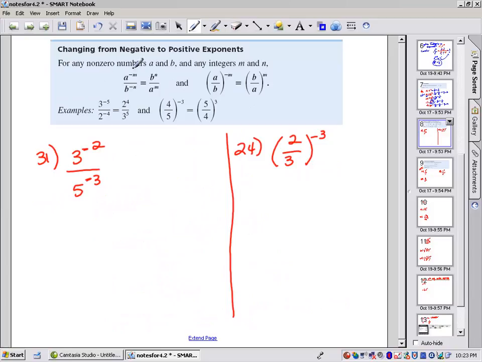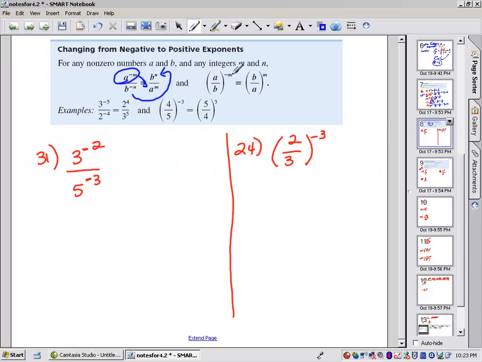Here's changing from negative to positive exponents. The rule is, for any non-zero numbers a and b, and any integers m and n, if you have a to the negative m over b to the negative n, you get b to the n over a to the m. Notice what happens. The a to the negative m goes to the denominator to become a positive power. The b to the negative n comes up to the numerator and becomes a positive power.